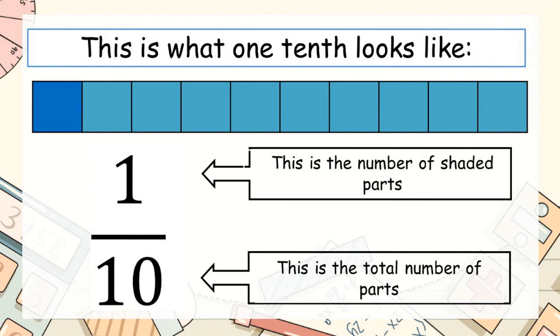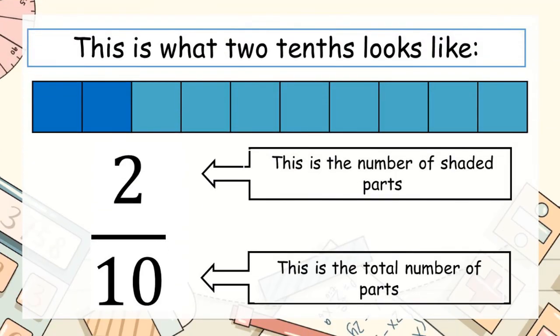What do you think 2/10 would look like on this picture and also as a fraction? Pause the video and write down what you think. Well, this is what 2/10 would look like on the picture, and this is what it would look like as a fraction. Remember, the 2 in the numerator above the line tells us how many shaded parts we have. That's why there's 2 dark blue shaded parts in our whole unit. Down below the line, we have our denominator of 10 because that's how many equal parts there are in total.